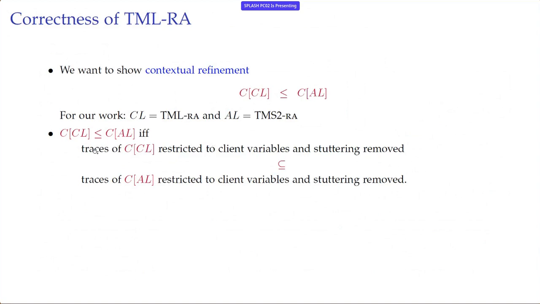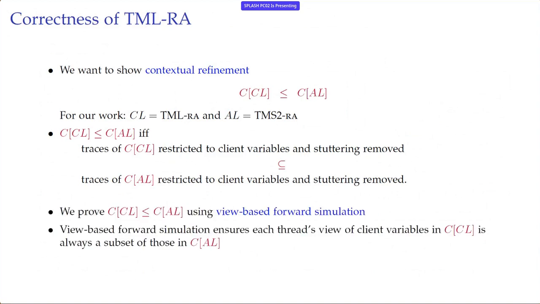And we want this definition here that when we look at this program, which is the composition of the client and the library, if you restrict it to just the client variables and remove all the stuttering, then these traces must be a subset of the traces of the other one, which is the abstract version. Okay, that's the standard definition of refinement. The thing is, all of this is now based on the view-based model, which has a lot more information in it. But it's reusing a lot of the frameworks that existed for sequentially consistent memory.